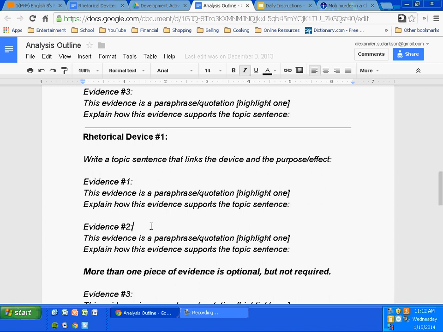Yes, Monsieur. So do we need two pieces of evidence for each? Yes, two pieces of evidence for each. Minimal. You can go more than two, but you must minimally present two. Questions? Cool.